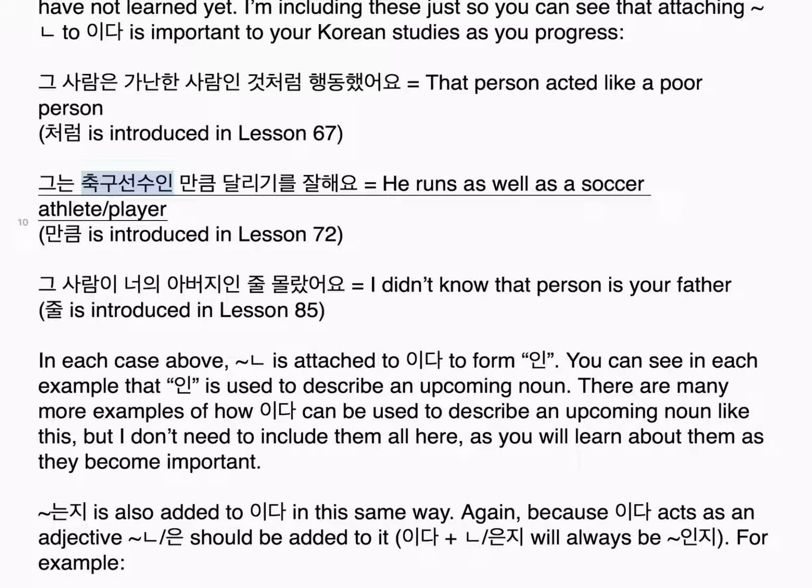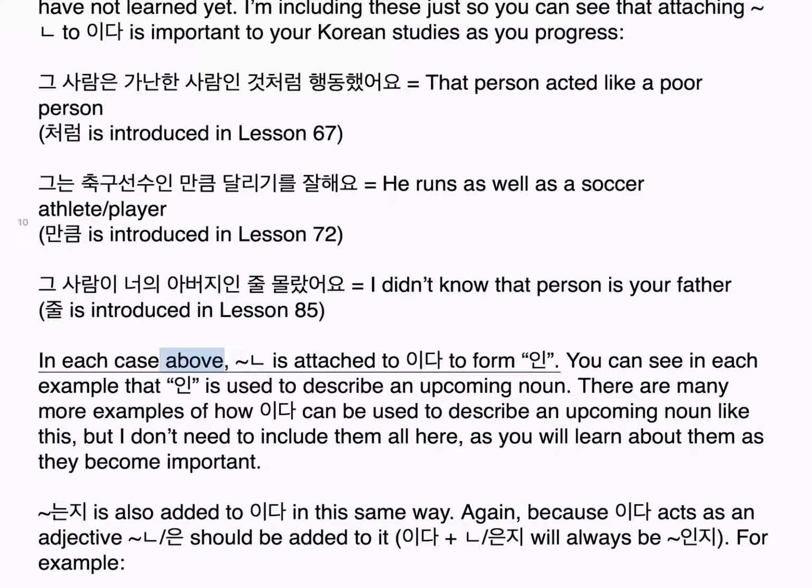그는 축구 선수인 만큼 달리기를 잘해요 equals he runs as well as a soccer player. 만큼 is introduced in lesson 72. 그 사람이 너의 아버지인 줄 몰랐어요 equals I didn't know that person is your father. 줄 is introduced in lesson 85.